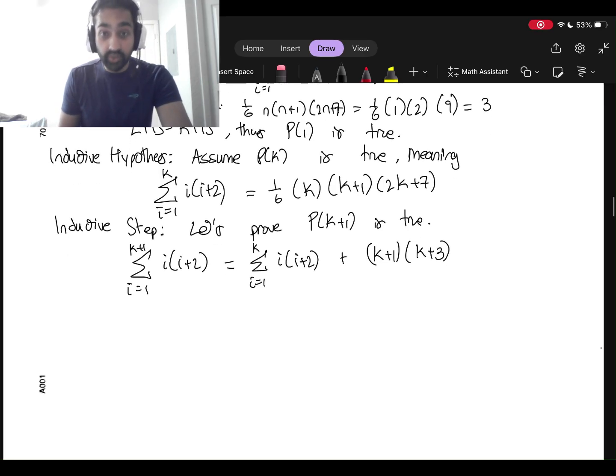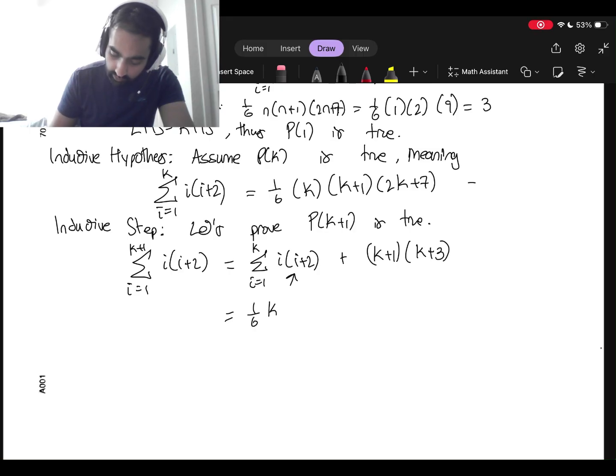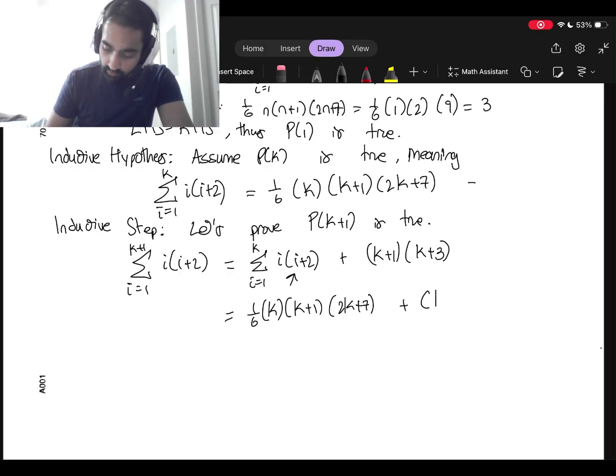Then the next thing is you use the inductive hypothesis to deal with this. That's a real important thing to remember for these summation induction problems, because this is the meat of it. In almost all of them, you'll be doing this exact same thing. So now I put in this equation here. That's going to be 1/6 times k times k plus 1 times 2k plus 7, and then plus, in brackets, k plus 1 times k plus 3. And now remember, I want to show what this is.